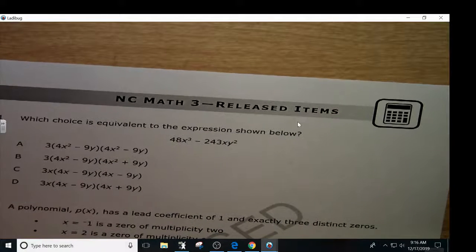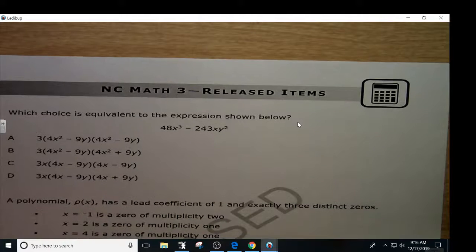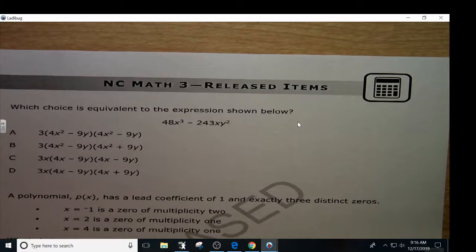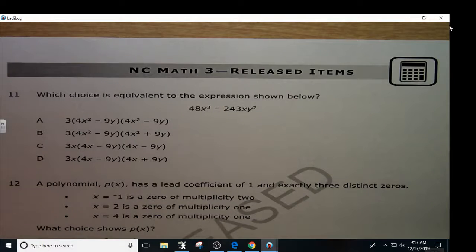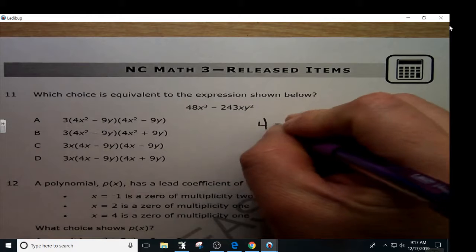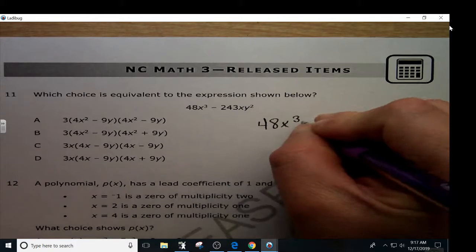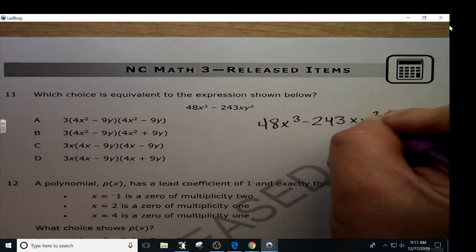All right, guys, we're gonna do 11 and 12, and maybe let you work on your packets till about 10:15, and then we'll come back to this. All right. Okay.